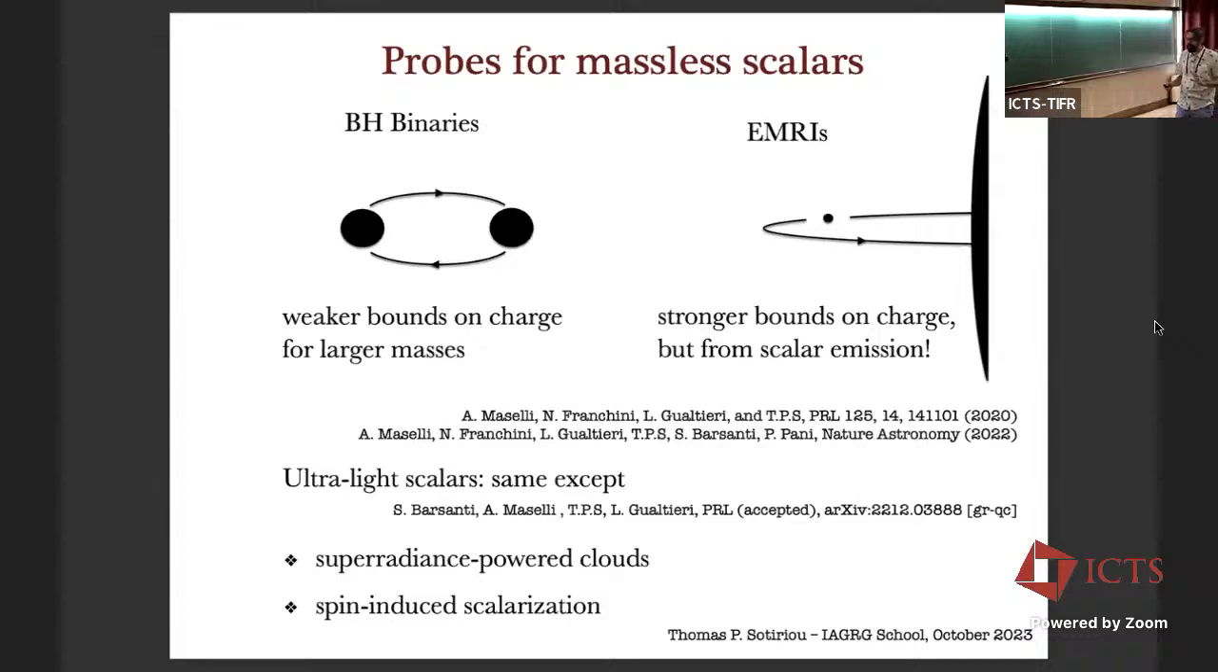And I mean, this is a little bit of a paradigm shift, because the way people are thinking about MRIs is that they're used to probe, as I said, the central object, but actually this is probing the small object. So you can do tests, looking for new fundamental physics, thinking of the properties of the smaller object rather than the larger one. Okay.